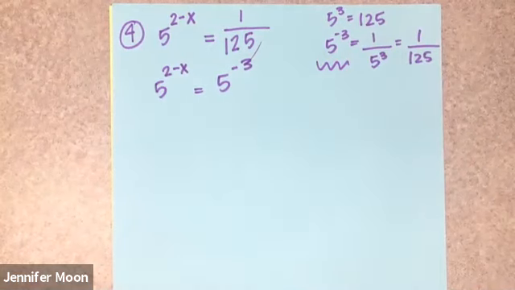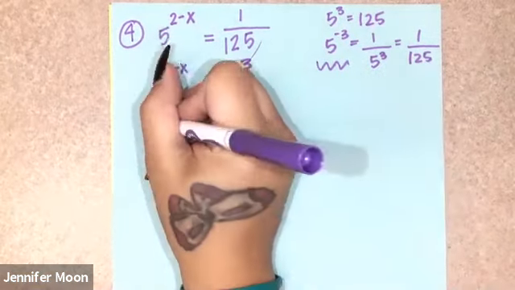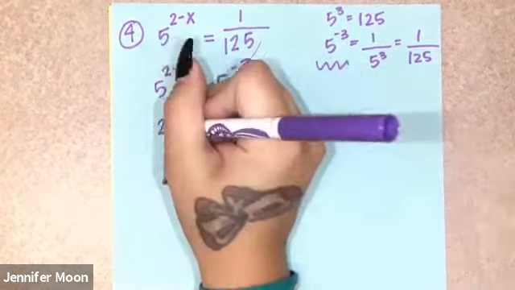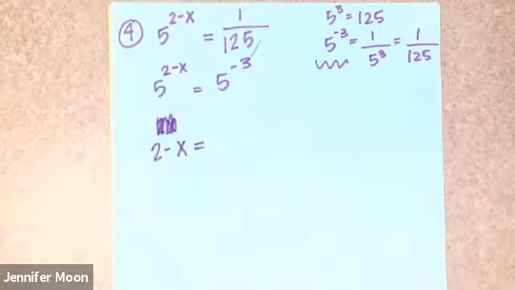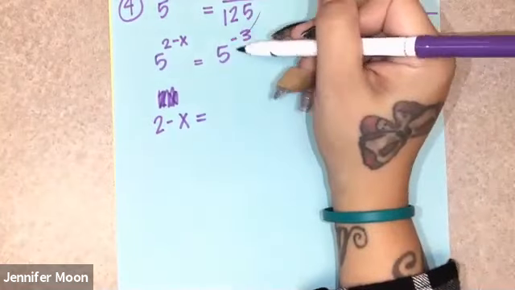The whole reason why I'm even doing this is so that my bases are the same, and now all I have to do is set my exponents equal to each other. So 2 minus x equals, the exponent here is a negative 3.